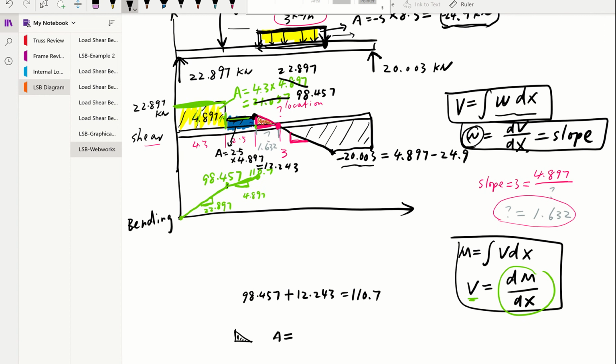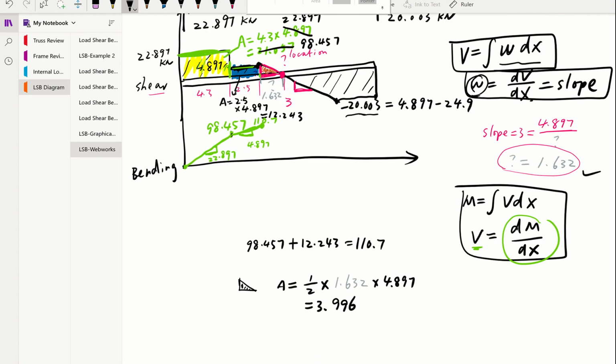So this triangle area will be equal to half base. What's our base? This base is what you calculated, 1.632, right? From here. And the height is 4.897. So let's go ahead and put it into calculator. 1.632 times 4.897 divided by 2, that gives me the value 3.996.